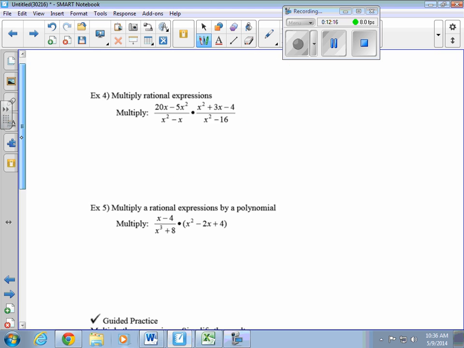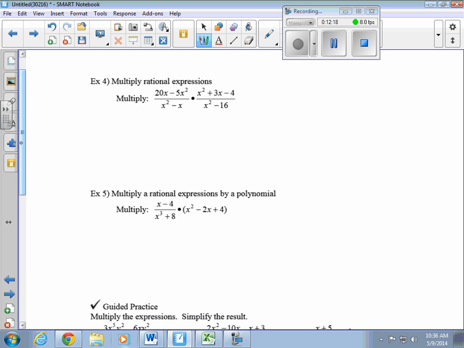All right, on to example 4. Now we're going to be multiplying rational expressions. Again, the first thing that we want to do when we do these problems is factor completely. So what we're going to do is take this problem and factor everything completely and see what we can get to cancel out.